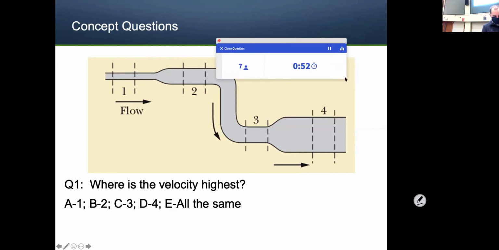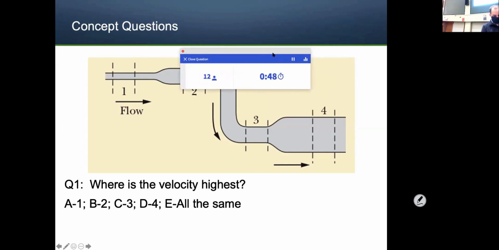And I hope nobody wants to text their answer in, because I'm getting no information about it. Is anybody using SMS to answer these questions? Okay, then I won't worry about it.